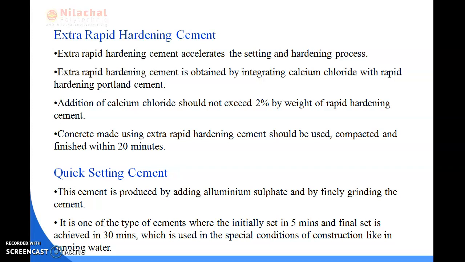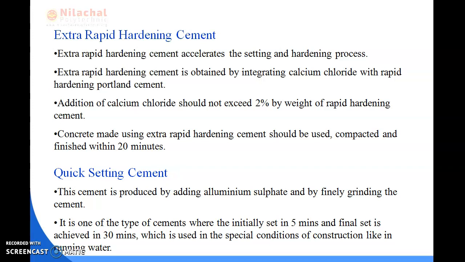Extra rapid hardening cement accelerates the setting and hardening process, and I have told you extra rapid hardening cement is mainly obtained by adding some calcium chloride to rapid hardening Portland cement, and the calcium chloride should not exceed 2%. The concrete made using extra rapid hardening cement should be used, compacted and finished within 20 minutes.